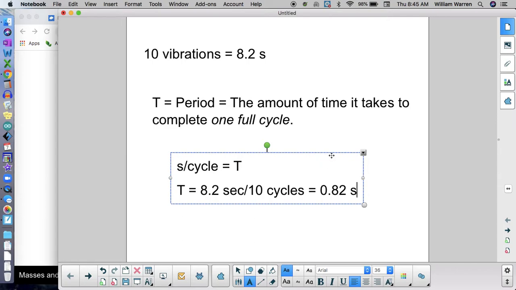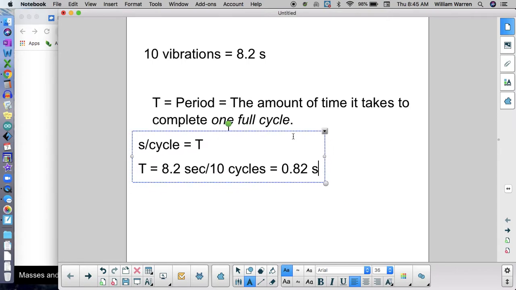Right? So I've just done the first one for you. I should have maybe used a different mass or something. But I also ask you, I say in the first question, what is the period and what is the frequency?